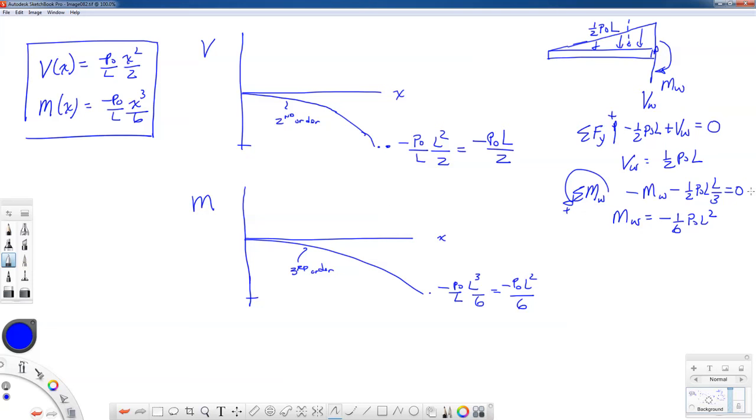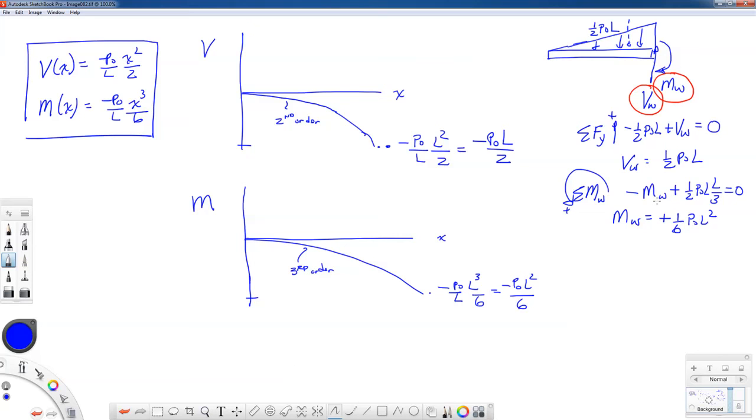Now, I want us to pay attention to something about these reactions. And let's circle these reactions in red, so keep in mind what we're talking about. And before I do that, I need to fix one thing. This actually should have been positive, which makes this term positive. So I did my summation of moments in this way positive.